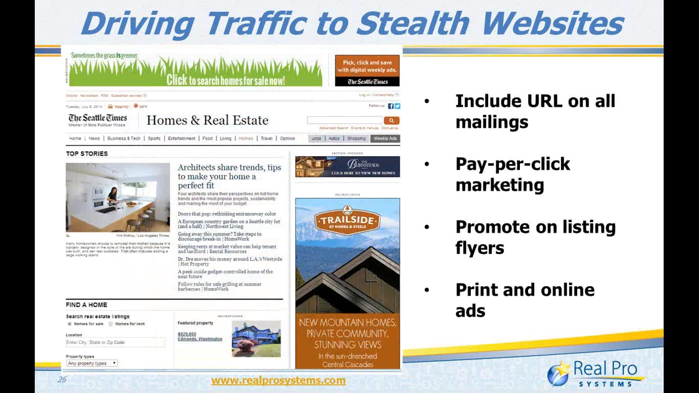And then, of course, there's also print and online ads. Similar to what we've covered in the marketing for your automated CMA site, you can place print and online ads in the same types of real estate publications and newspapers, just driving traffic to your home search. So this is an example here at the top of a banner ad on the Seattle Times website in the real estate section that a user can just click and go right to your stealth site from.